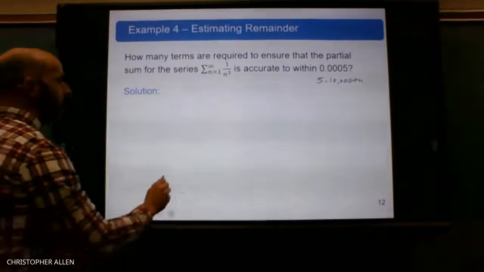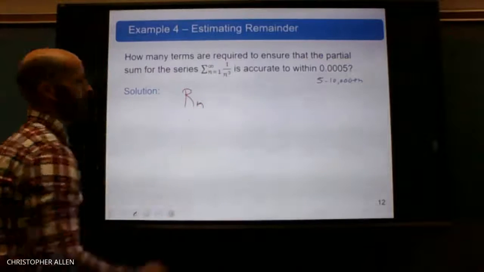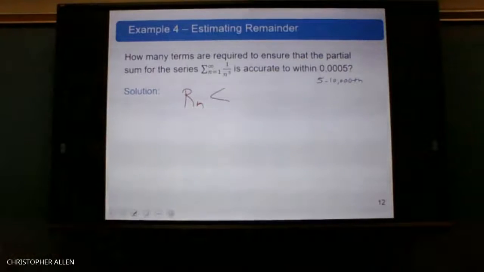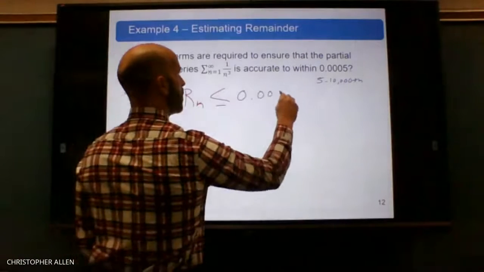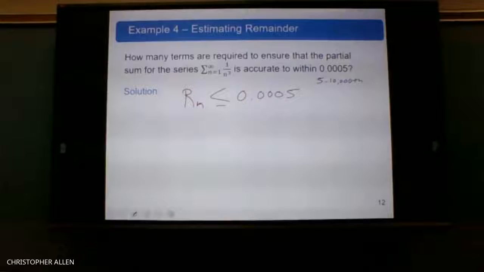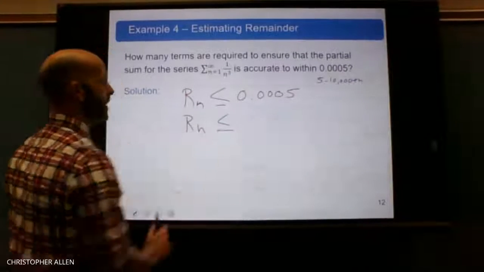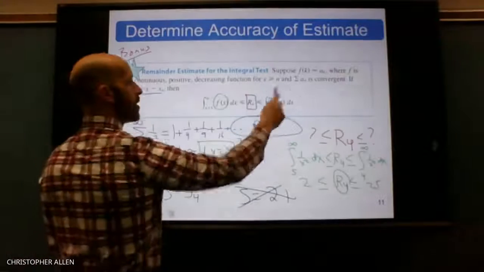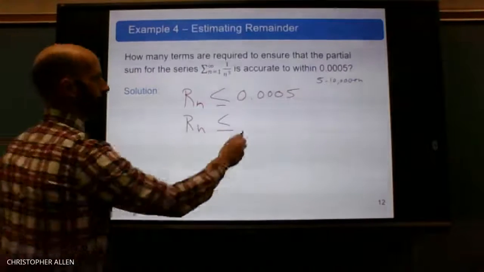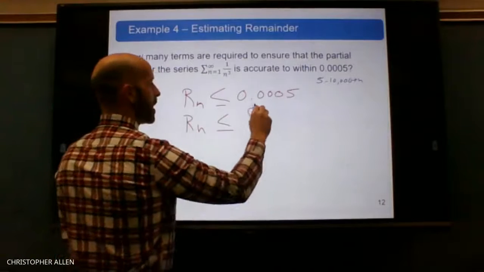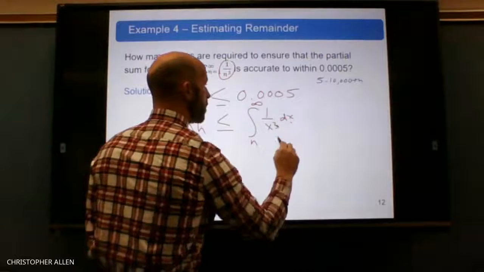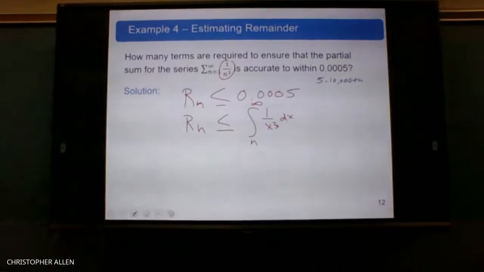In other words, we want the remainder, let's call it n. We don't know what n is, right? We want the remainder to be less than or equal to 0.0005. That's what we want. But what does our remainder have to be less than? Well, our remainder has to be less than the integral from n to infinity of 1 over x cubed, that was the last example, x squared dx.